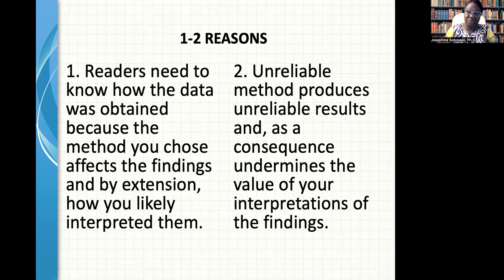The second reason, unreliable method produces unreliable results. And as a result, undermines the value of your interpretations. It undermines your interpretations. And that's why you have to be very careful in the type of methodology you are going to use.